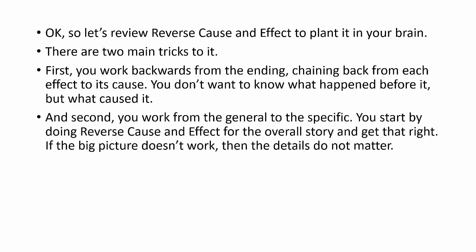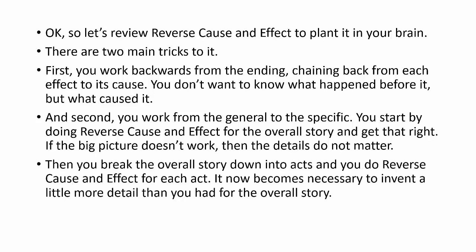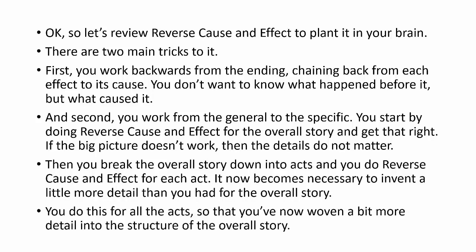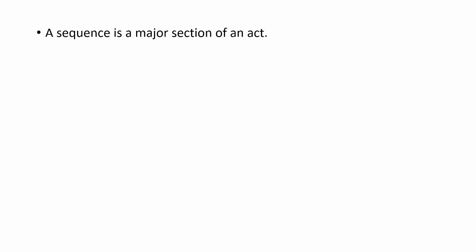You start by doing reverse cause and effect for the overall story and get that right. If the big picture doesn't work, then the details do not matter. Then you break the overall story down into acts and you do reverse cause and effect for each act. Now it becomes necessary to invent a little more detail than you had for the overall story. You do this for all the acts so that you've now woven a bit more detail into the structure of the overall story. A sequence is a major section of an act.